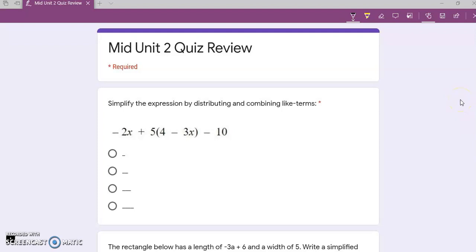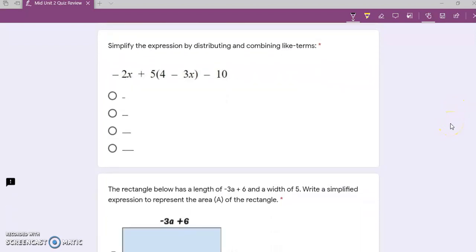Okay guys, so I'm going to be reviewing for our mid-unit 2 quiz. Our first question is to simplify this expression by distributing and combining like terms. So I have negative 2x plus 5, 4 minus 3x inside the parentheses, and then I have a minus 10 right there. So this negative 2x, I'm not going to be able to combine anything yet until I distribute here. So this plus 5 has to be multiplied by the 4 and by the negative 3x.